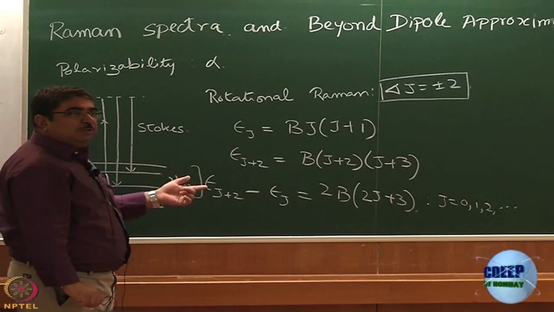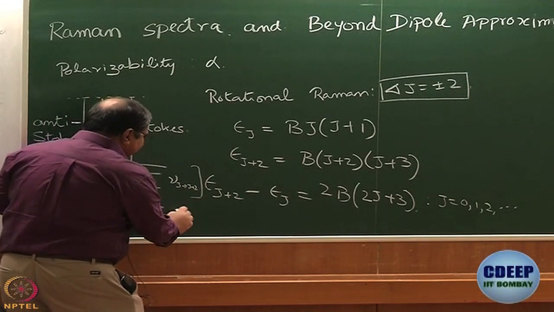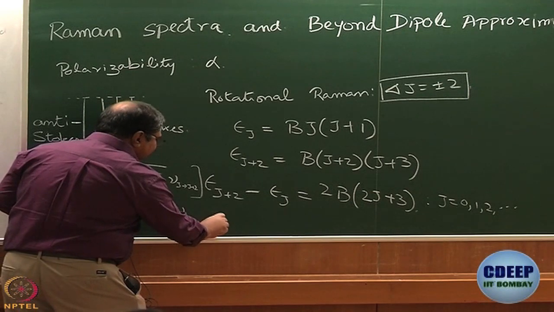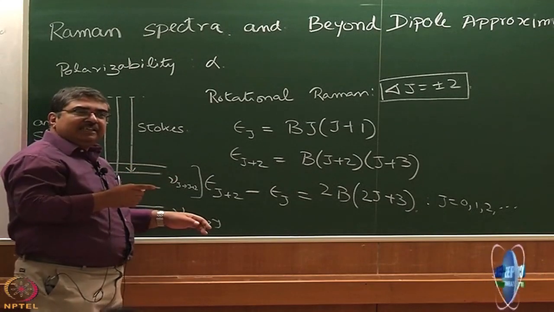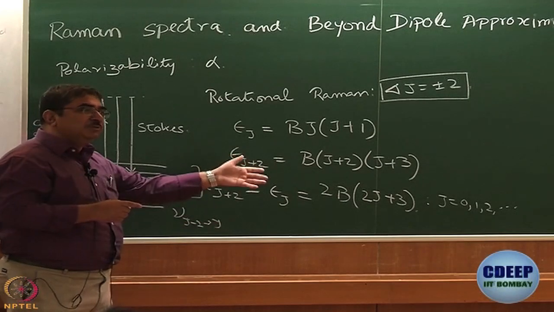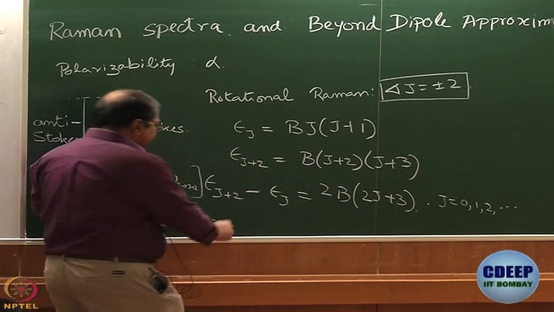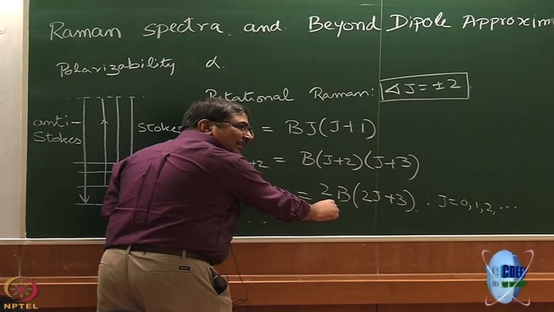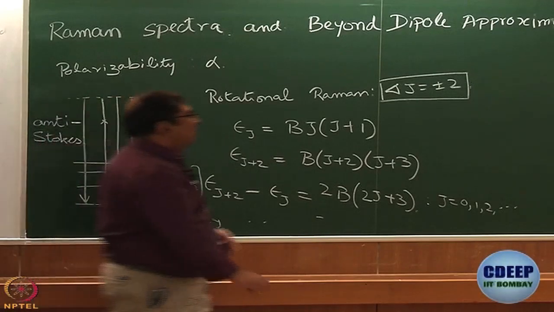What about J to J minus 2? Well, you get exactly the same kind of expression if you write something like this, nu J minus 2 to J. Why do I want to write it like this? If you remember what we did in rotational vibrational spectroscopy, if you write it like this, then once again J ranges from 0 to whatever infinity, okay. So, then also you will get exactly the same expression with a minus sign, minus 2B into this, alright.